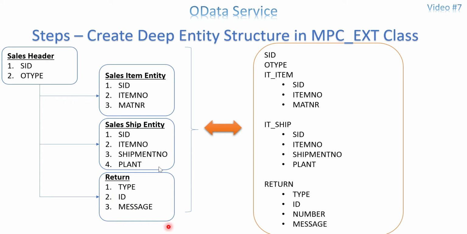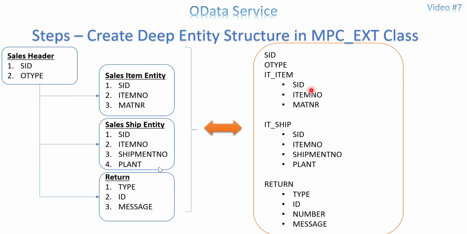Okay, so return here is 3 and 4. Sorry, there is a mistake, so just forget about it. It should be 4 always: type, ID, number, message. I used the BAPI return structure, so you can add whatever fields you want. Clear? So this is your first step. I have to create a deep entity structure in the MPC extension class.